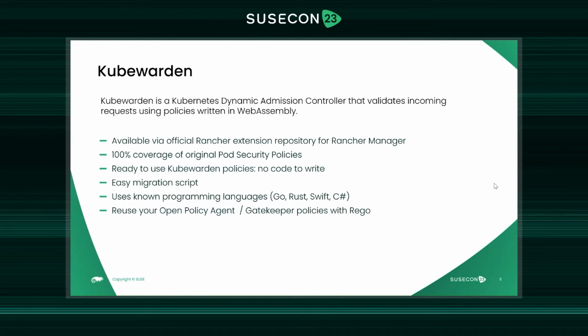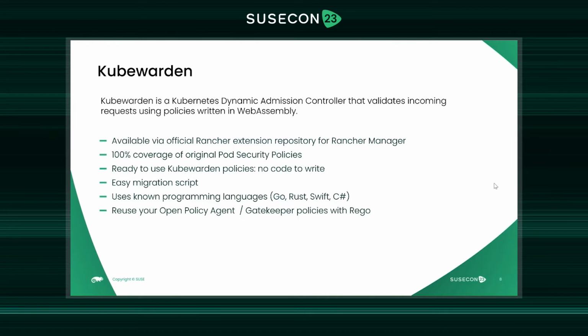So what is Kubewarden? Kubewarden is basically a policy engine for Kubernetes. It helps with keeping your Kubernetes cluster secure and compliant. So basically, it is a dynamic admission controller, and it validates incoming requests using policies written in WebAssembly. So Kubewarden is available with Rancher. It is integrated into the Rancher management server through an extension, right? And it 100% covers the original pod security policies. All these policies are migrated, and it is already available as Kubernetes policies also, right?